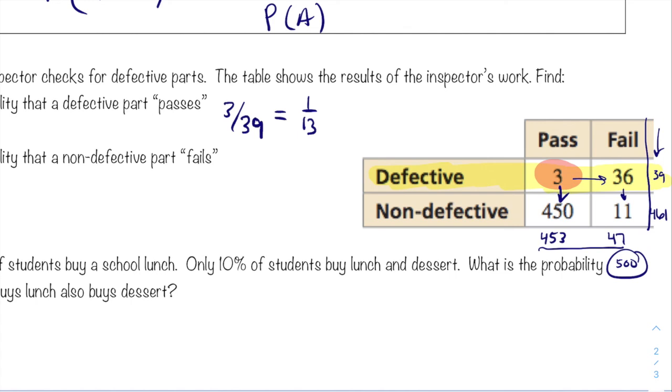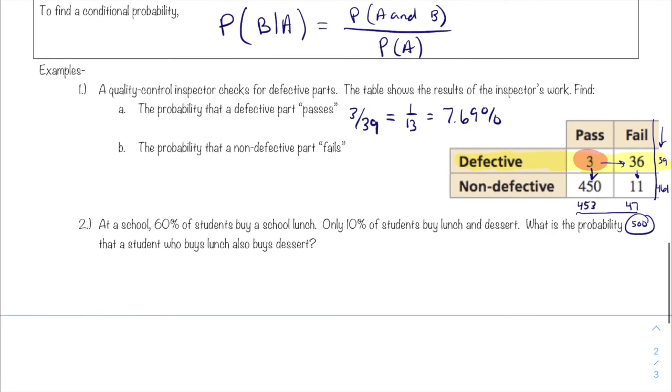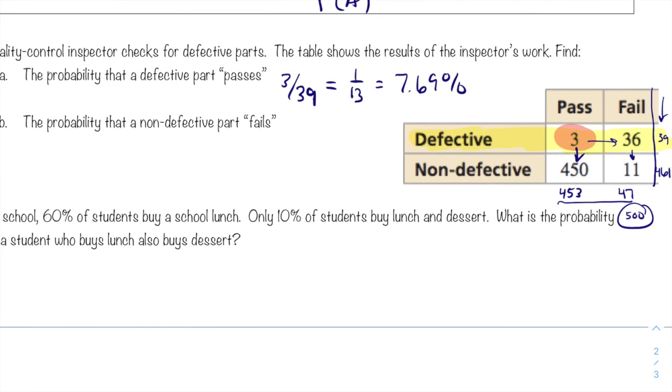One thing I forgot to mention too is you can express these as percents. Sometimes you may see the answers given to you as a percent probability as opposed to a fraction or a ratio. So if you divide them simply, you get 0.0769 or 7.69%. So you can write these as percents as well. It doesn't really matter. Just understand you may see them both ways.